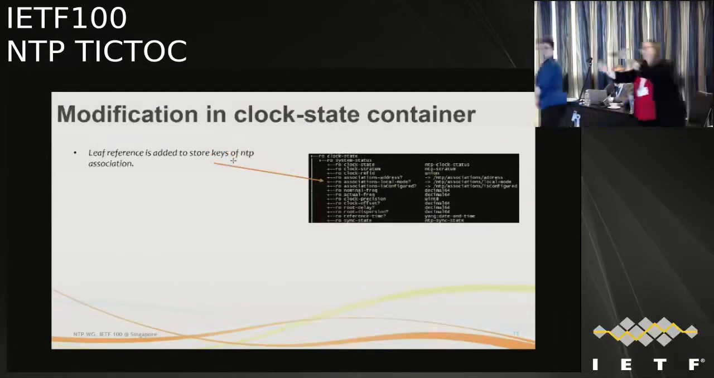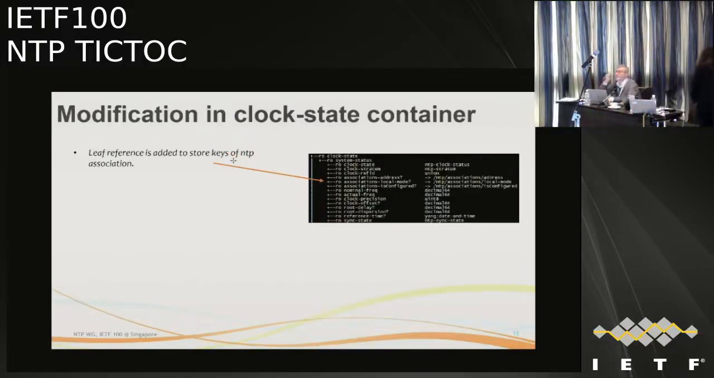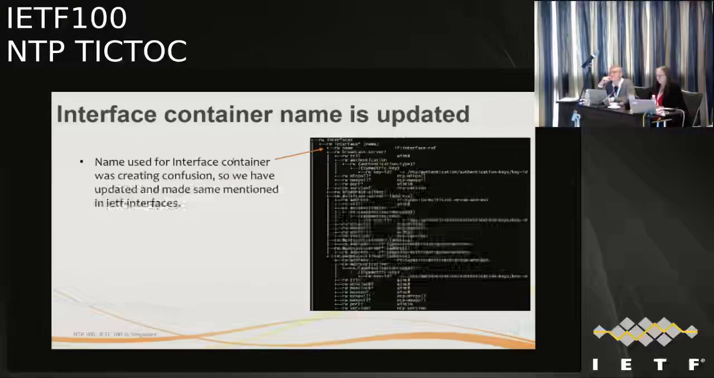Yeah. So now here we will talk about the modification which we have done in the clock state container. Over here, you can see that we have added store keys for the NTP association, these three keys, as we have seen in the previous Yang example. These keys are the association node keys to identify which association is currently used for time synchronization. Can you please go to the next slide?